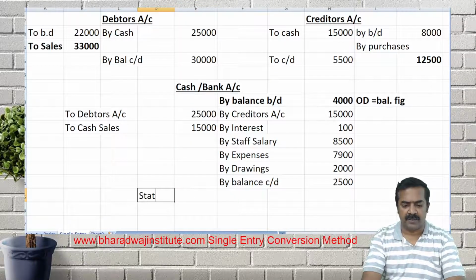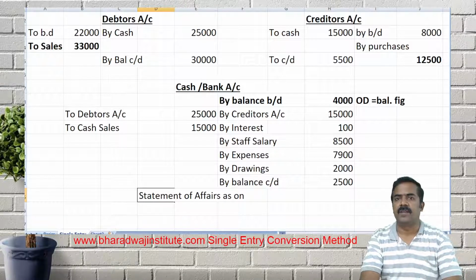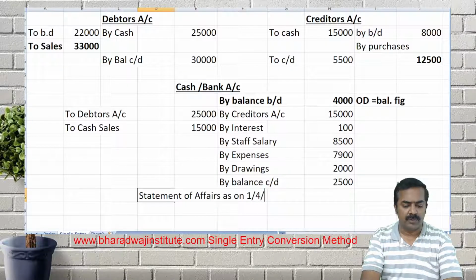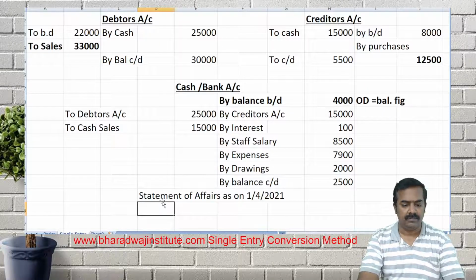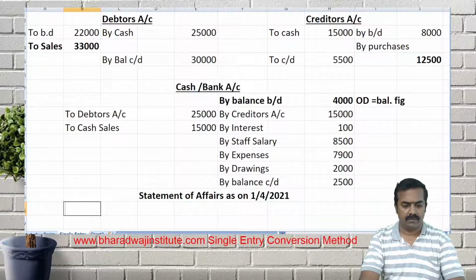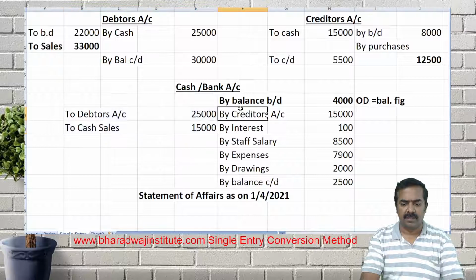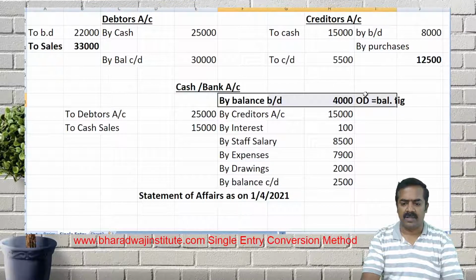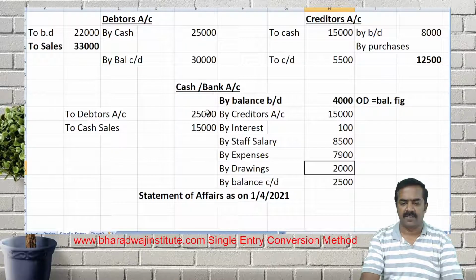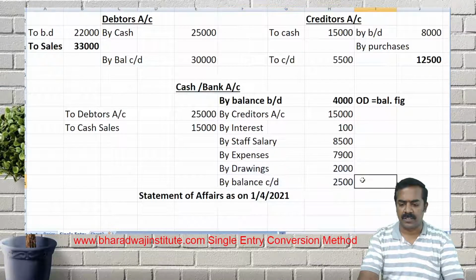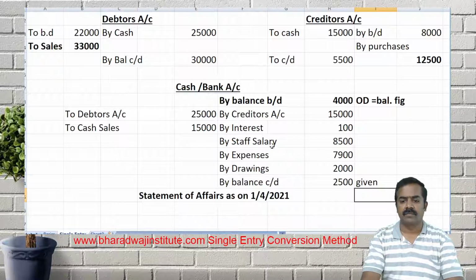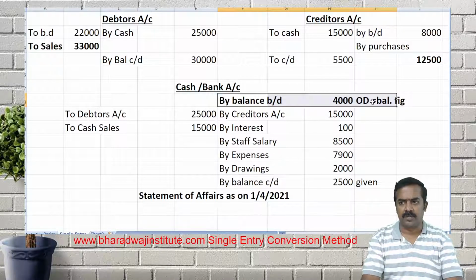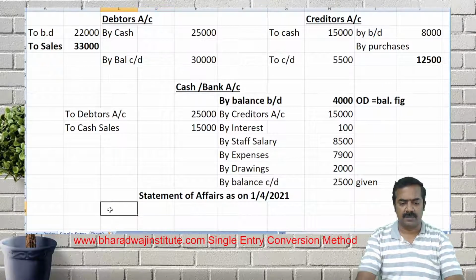Then prepare the statement of affairs as on the beginning of the year. What is the opening balance? Balancing. This is receipts, this is payments. If we tally, the opening balance comes with a 4,000 gap. That's a balancing, because we are given the closing balance. This closing balance is given to us. So it's 4,000. Last year closing balance, that is what is missing in the problem.